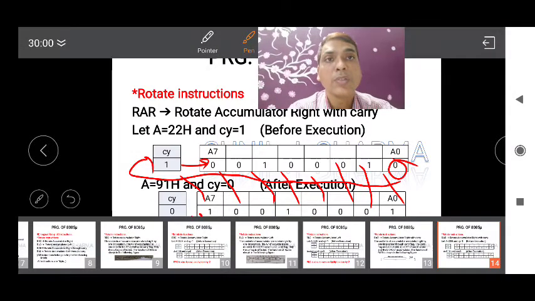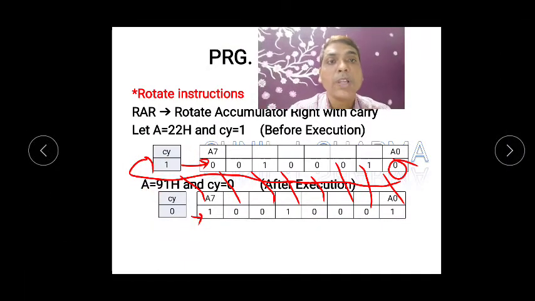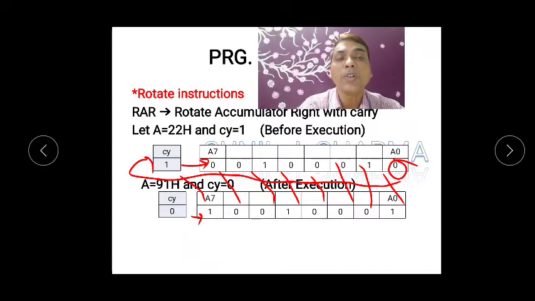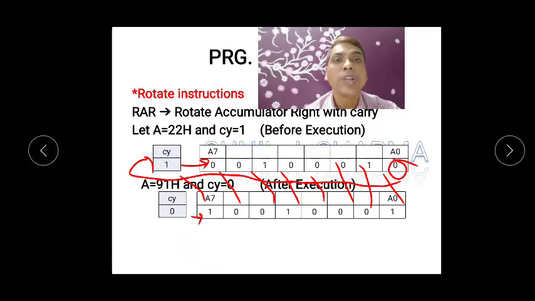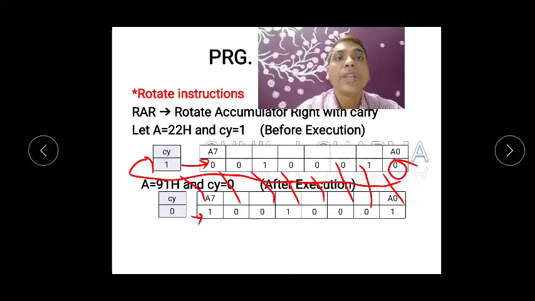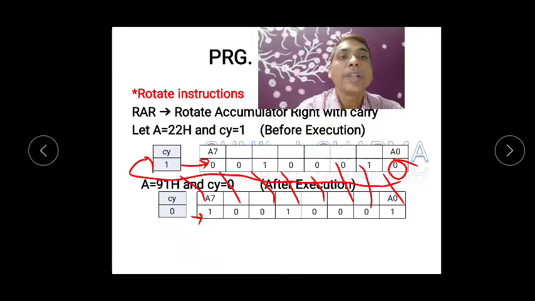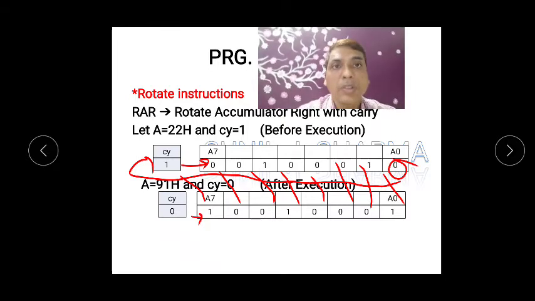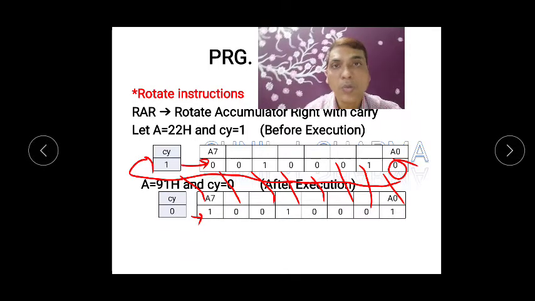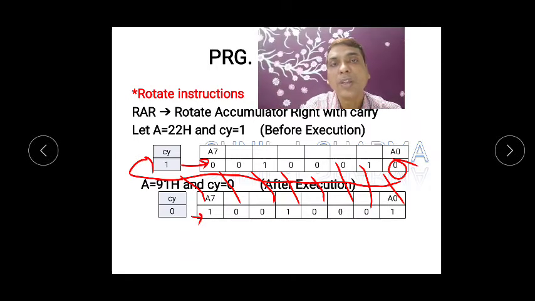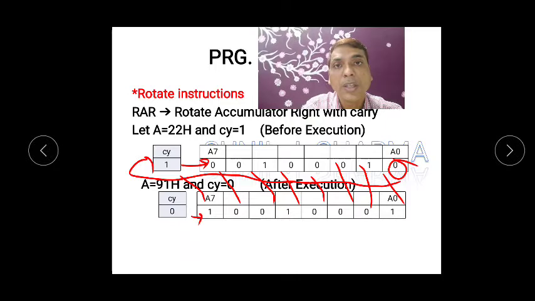Okay, so there is no relationship, or we cannot correlate this. The accumulator value is 22 and we are getting 91 and carry is 0. Carry is okay because in the previous two cases there is no importance of the carry. Whatever the values of either A0 or A7, that value is getting overridden.